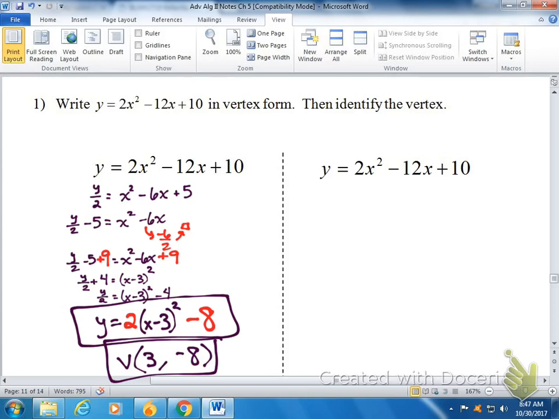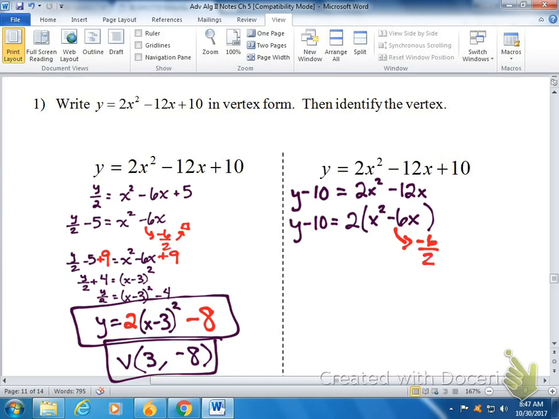So moving on over to the right side, the first step would be to get the 10 to the other side. So we have y minus 10 equals 2x squared minus 12x. And now, after you move the constant to the left side, we're going to factor a 2 out of the right side. So we have 2 times the quantity x squared minus 6x. Again, now that we have a leading coefficient of 1, I can figure out that the linear coefficient divided by 2, squared, is going to be a 9.